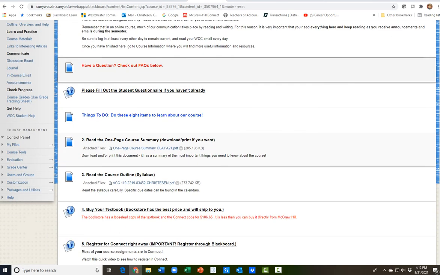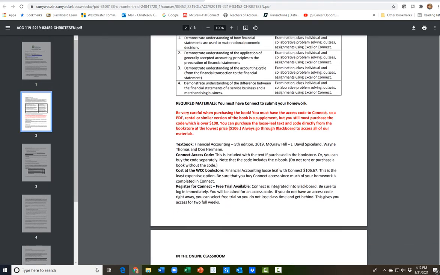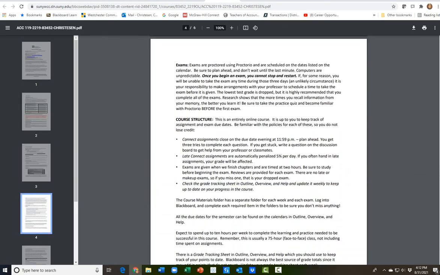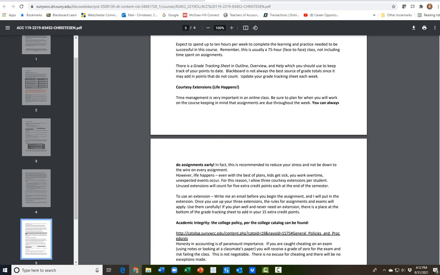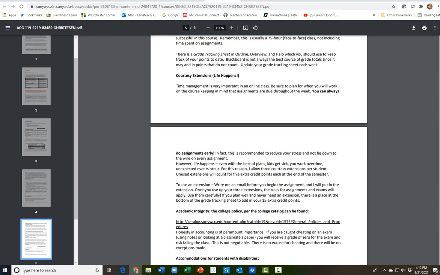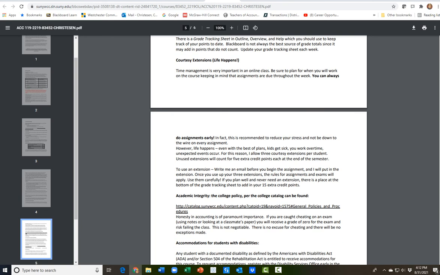I want to point out one thing on the syllabus, which is about the free, let me go down here, courtesy extensions. So here I remind you of what I just said. You can always do assignments early. So I know that sometimes, look, your boss says you have to work late. You weren't planning on working late. You were planning on going home and doing your homework. Or your kids are homesick and you weren't planning on your kids being homesick, right? So life happens. And so I give you 3 courtesy extensions.